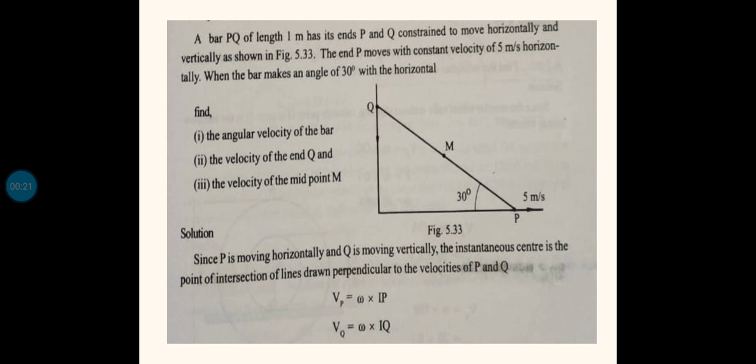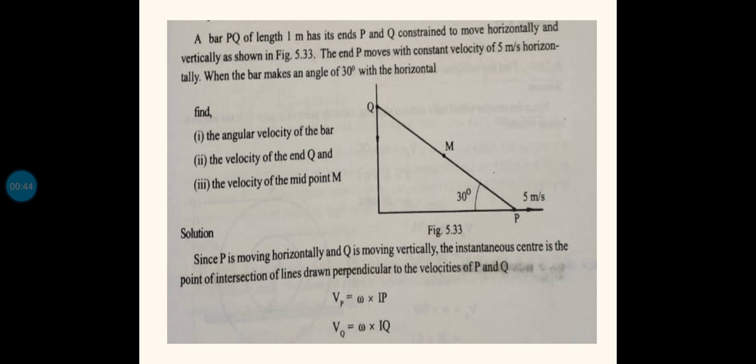The problem is: a bar PQ of length 1 meter has its ends P and Q constrained to move horizontally and vertically as shown in the figure. The end P moves with a constant velocity of 5 meter per second horizontally. When the bar makes an angle of 30 degree with horizontal, find the angular velocity of the bar, the velocity of the end Q, and the velocity of the midpoint M.